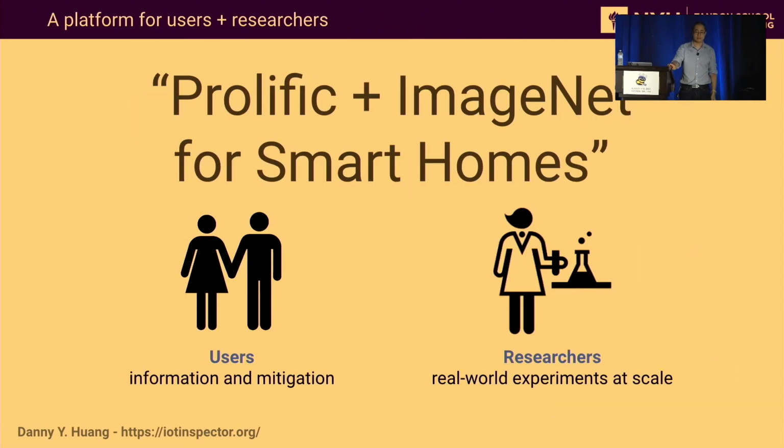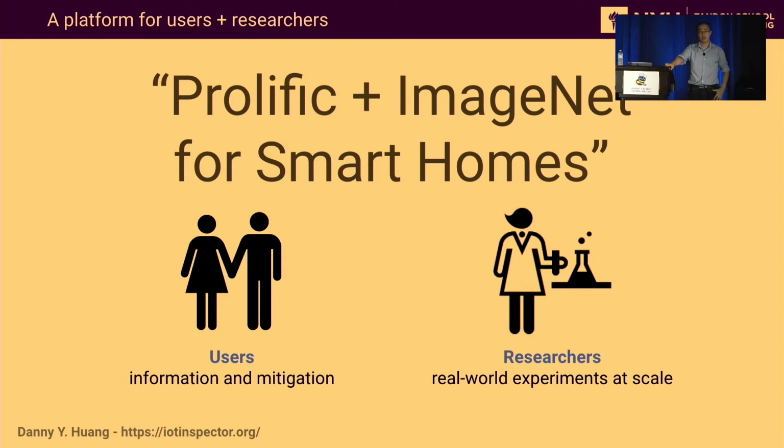What can we do with this? Well, for users, it's a usable tool. But for researchers, we are building a platform. A platform that does two things: what Prolific does and what ImageNet does. For users, yes, we're going to continue making the software better and better. We're going to provide useful information for them so that users can not only see what's going on in the network, but number two, potentially block what's going on.